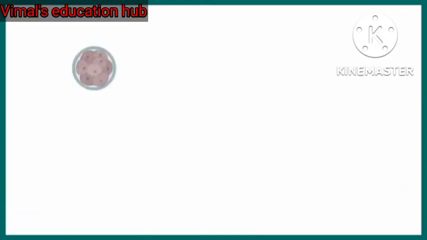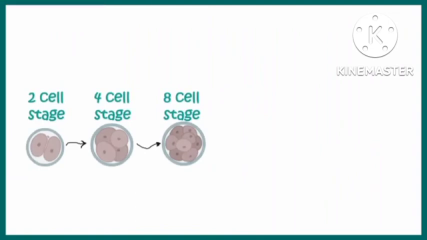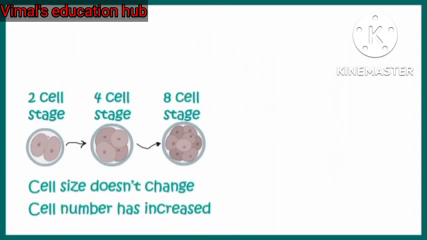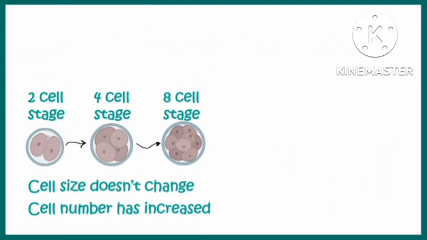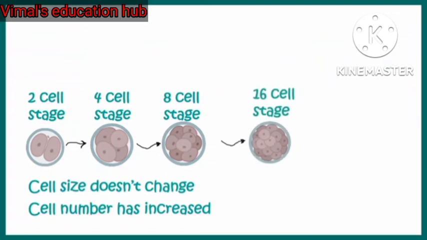Now while these divisions are happening, one important thing we should understand is that the cell number is increasing, but the cell size doesn't change that much. Even after the end of the 8 cell stage, the cell size overall remains the same.